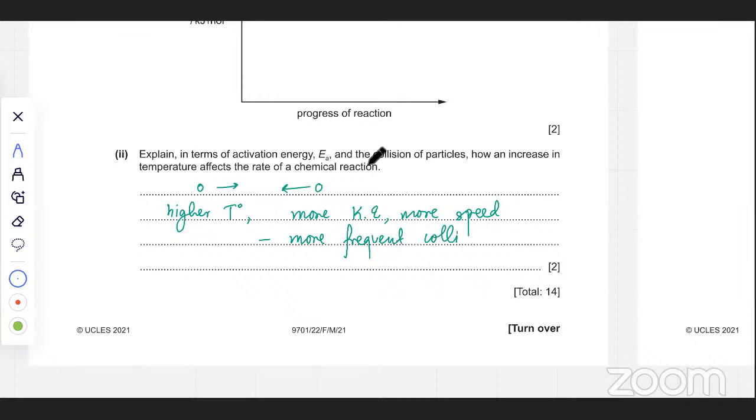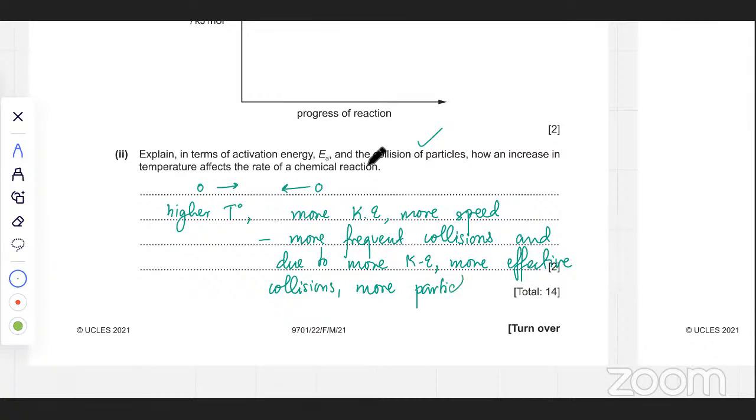So that's number one. You're going to have more frequent collisions, and due to more kinetic energy, there would also be more effective collisions as well. They're going to collide with each other a lot more. So more particles would have energy greater than your activation energy, which is EA.